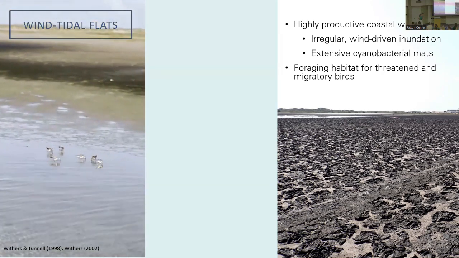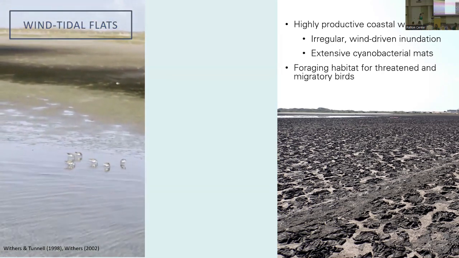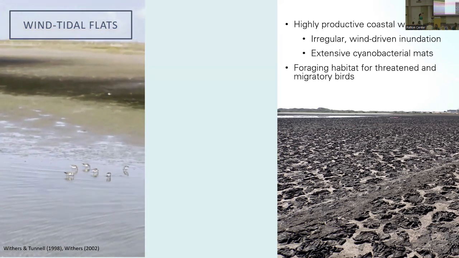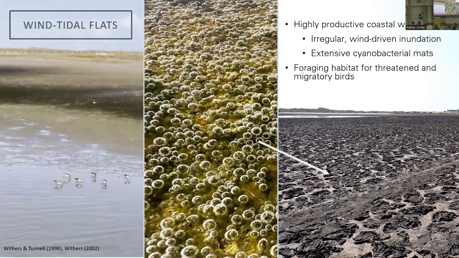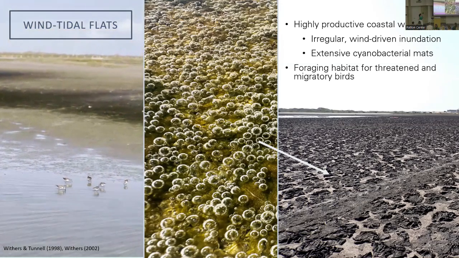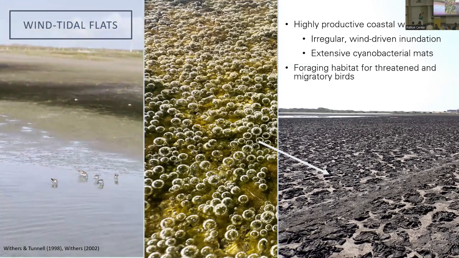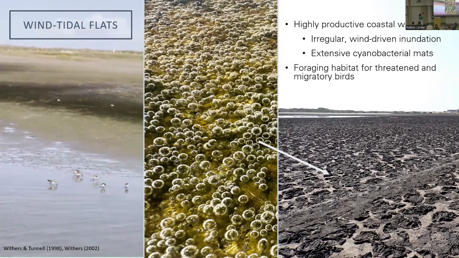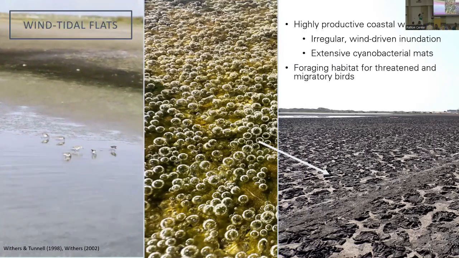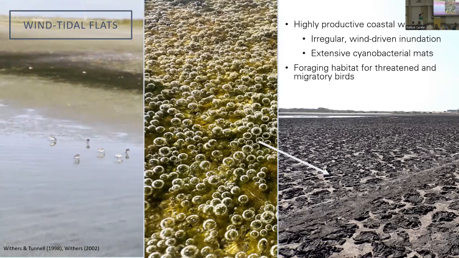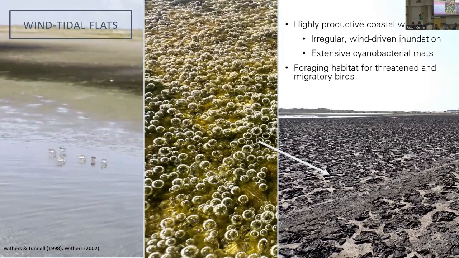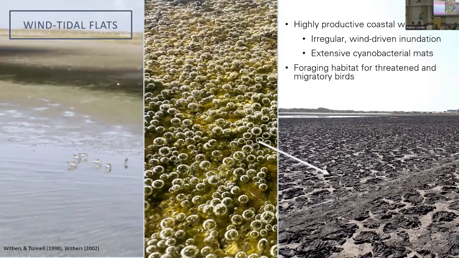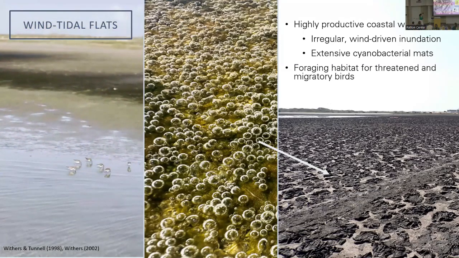Additionally, these mats are highly productive and drive many of the ecosystem services in these systems. When exposed, the mats look really dry and desiccated. However, when inundated, the cyanobacteria in these mats effectively reanimate. And this close-up photo of a submerged cyanobacterial mat with tons of oxygen bubbles really speaks to the photosynthetic potential of these systems and their productivity. But who's responsible for this productivity?